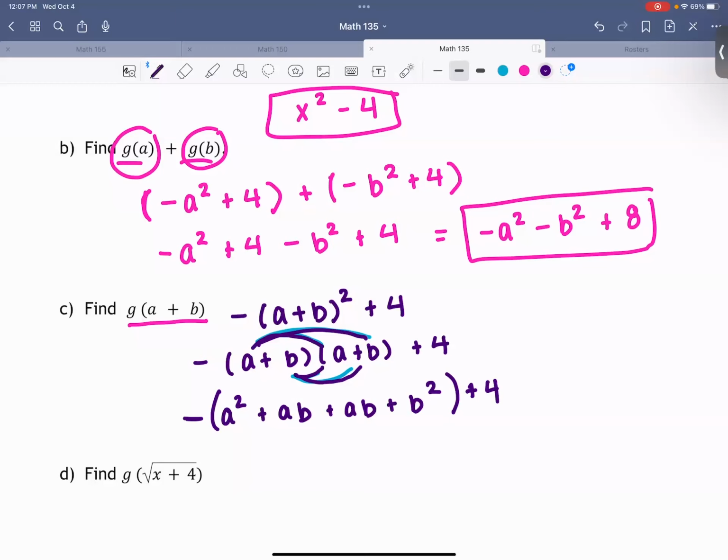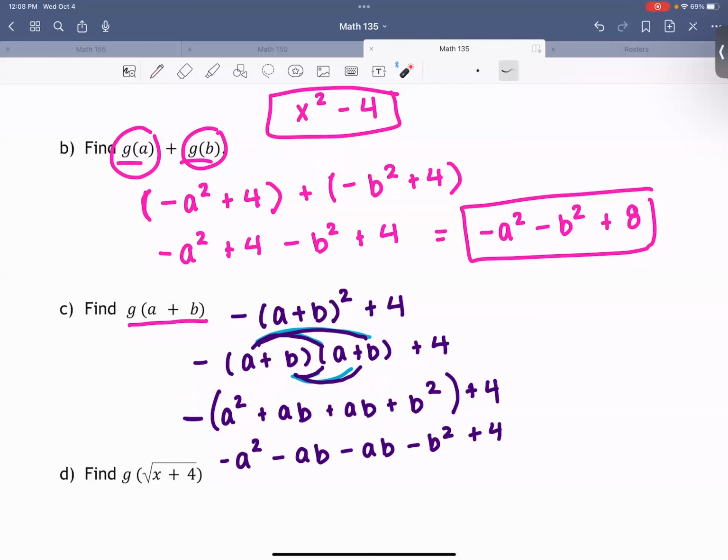Make everything negative in the parentheses, right? So all of this is being attached with a negative sign. So I need to take that minus sign and bring it to every single term over here. So let's go ahead and do that. That becomes minus a squared minus ab minus ab minus b squared plus 4.